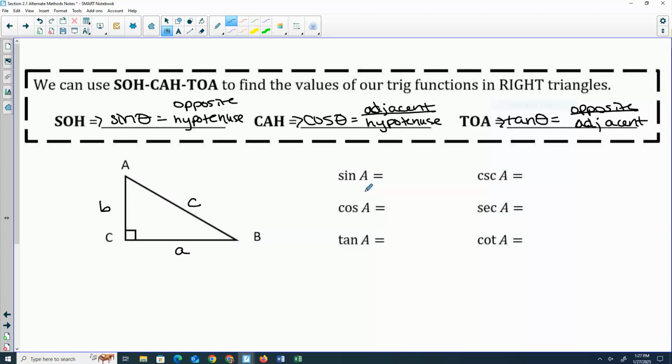important. If I say sine of A, that means from angle A, opposite over hypotenuse. What's my opposite side? A over my hypotenuse, which is C. Hypotenuse is your longest side, opposite is across from. What would happen if I had said sine of angle B? B over C, so the angle matters. Cosecant is the reciprocal, so that would be C over A.